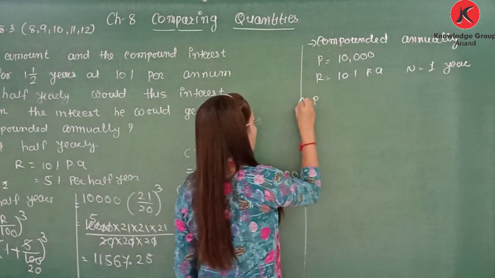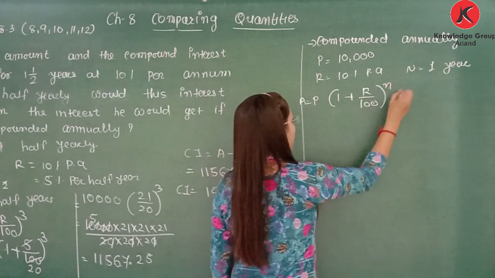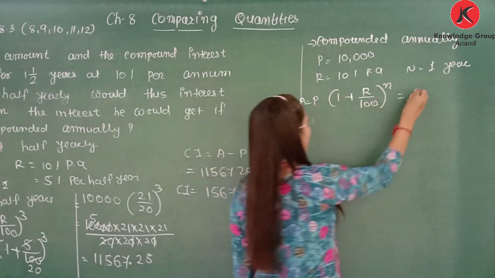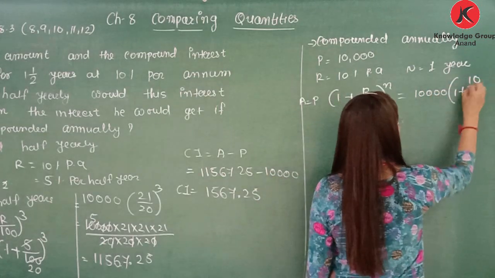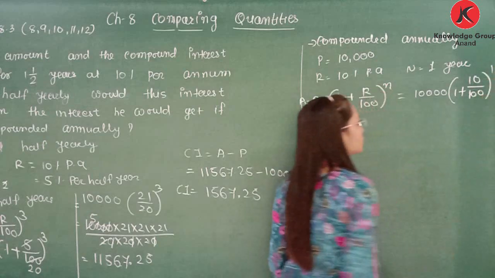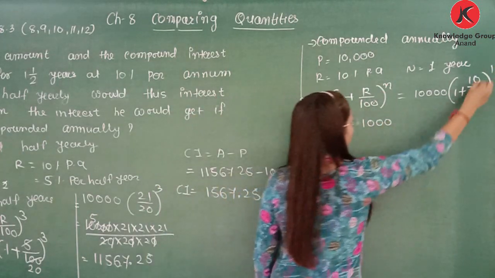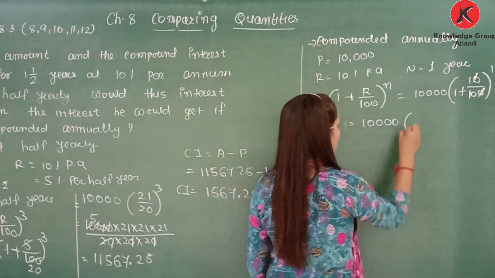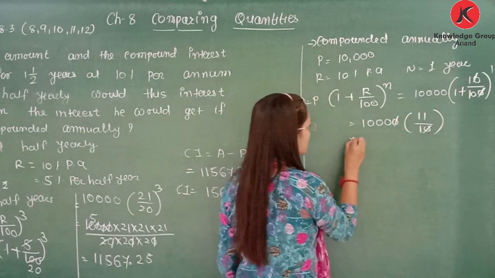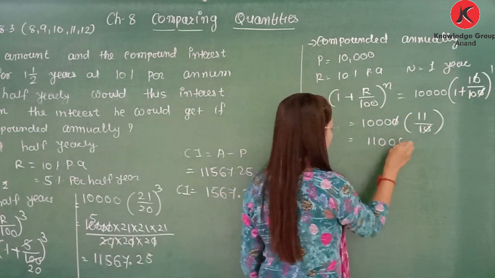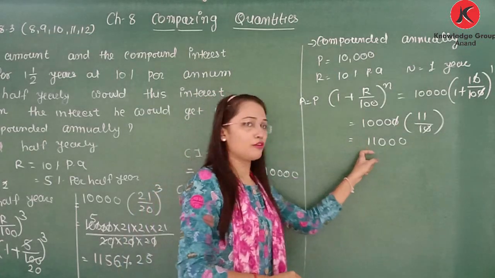So amount is equal to P times 1 plus R divided by 100, raised to N. Now write the values. P is 10,000, 1 plus rate of interest 10 divided by 100, raised to 1 because N is 1. Here we can cancel out. 10 means 10 plus 1, 11 by 10. The zero cancels, so it is 11,000. So 11,000 is the amount after 1 year.